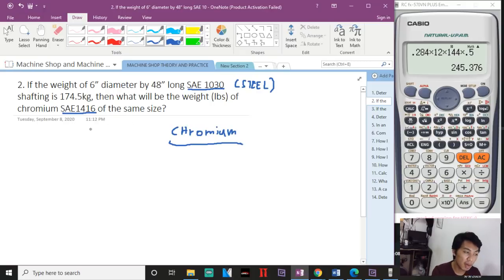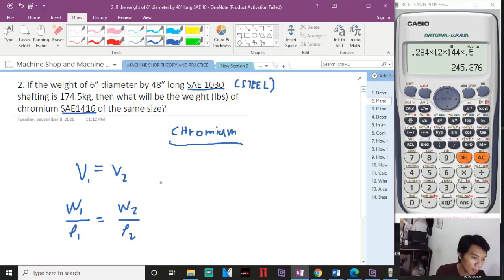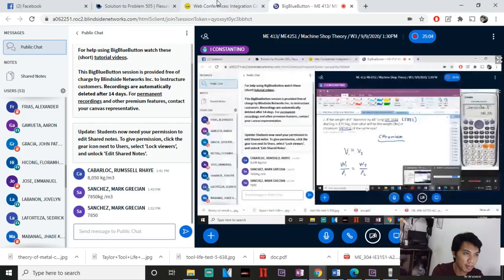Chromium. Steel din ba ang chromium? Hindi. Of the same size, so equal yung kanilang volumes. V1 is equal to V2. Ano ba yung volume? That is weight 1 over density 1 equal to weight 2 over density 2. Eh, hindi natin alam yung density ni 2. Dapat given ang density. Hanapin natin yung density ni chromium. Okay? Let us ask Google.